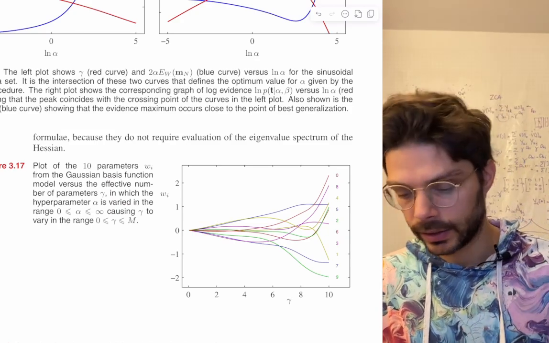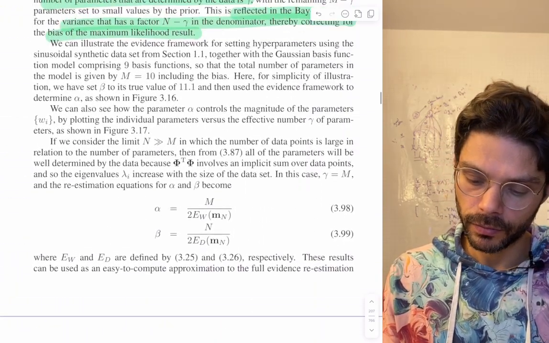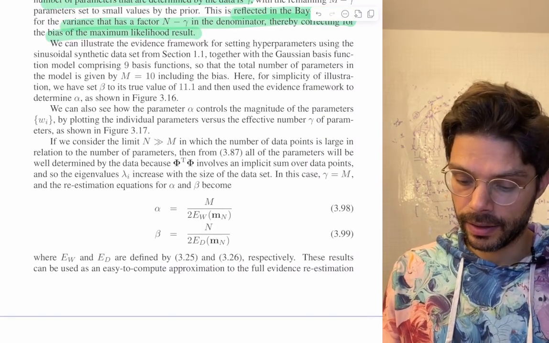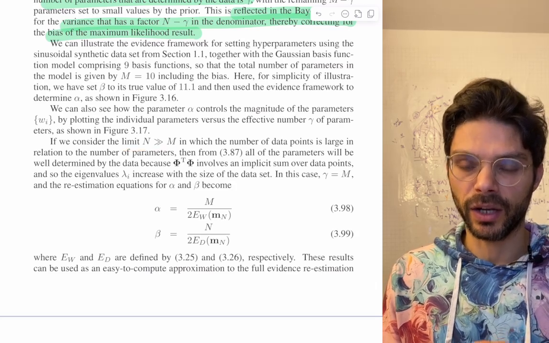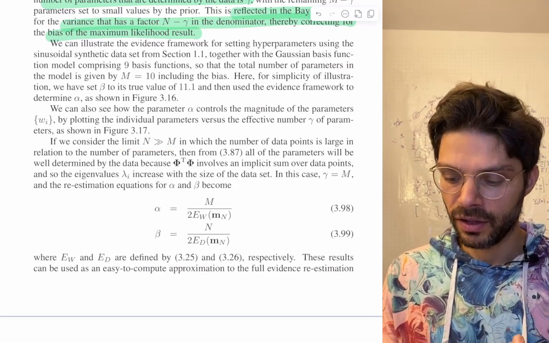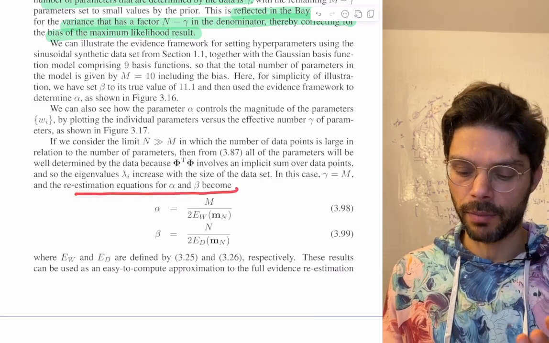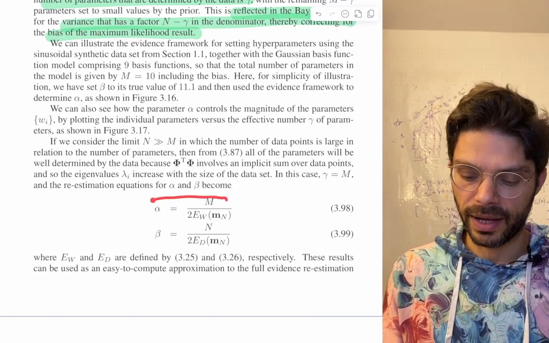So yeah, I guess just confirming what we learned in this section. Finally, he just says, look, if we have lots of data, then effectively we can assume that our data determine all of the parameters. So we can set gamma to M, and the re-estimation equations then become really simple. So you just get that alpha has this particular form.